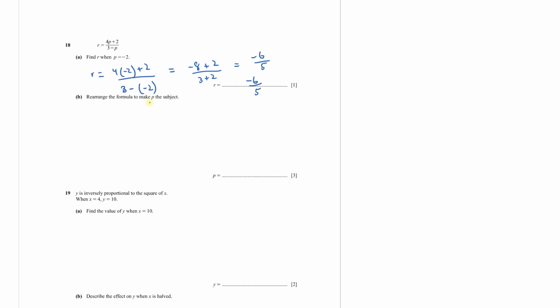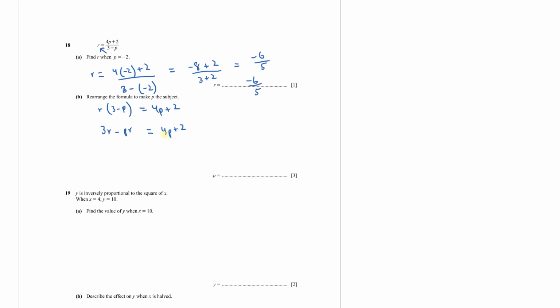Rearrange the formula to make P the subject. So I will cross multiply here. Let me start from the top so I have enough space. So this will be R times (3 minus P) equals 4P plus 2. So if I multiply here, I get 3R minus 3P equals... oh no, in fact this is wrong. I will get 3R minus PR equals 4P plus 2.